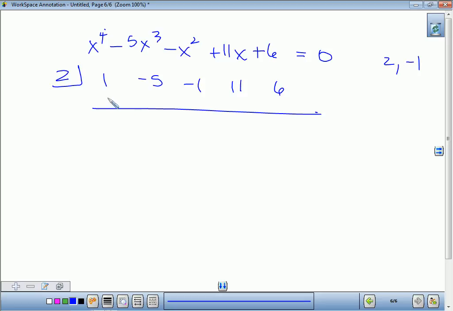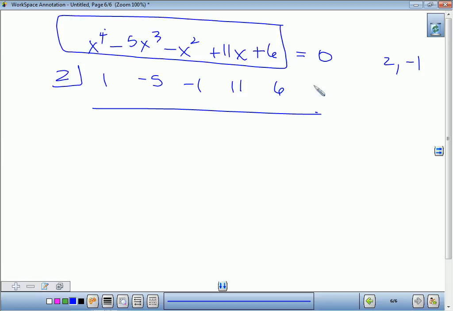We would put that into our calculator, right? This you would put into your calculator and look at the graph. Find the points. And from the graph, you would see it crosses at an x value of 2 and an x value of negative 1.